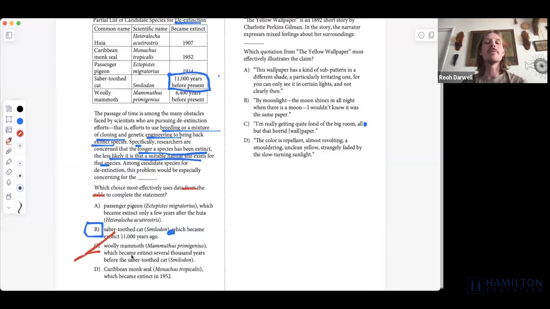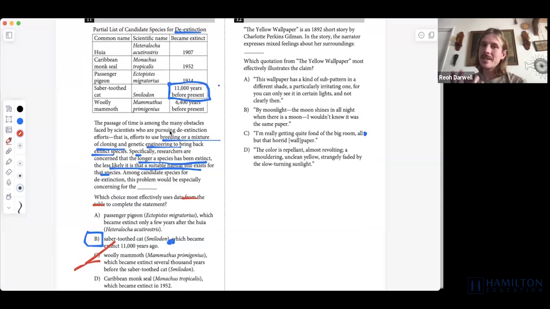This is a very, very common distractor type on these new command of evidence SAT questions. Be on the lookout for them. If you chose C, you chose something that's logical, but is 6,000 years ago further back than 11,000 years ago? No. So C can't be true, right? Make sure you're looking at the data.